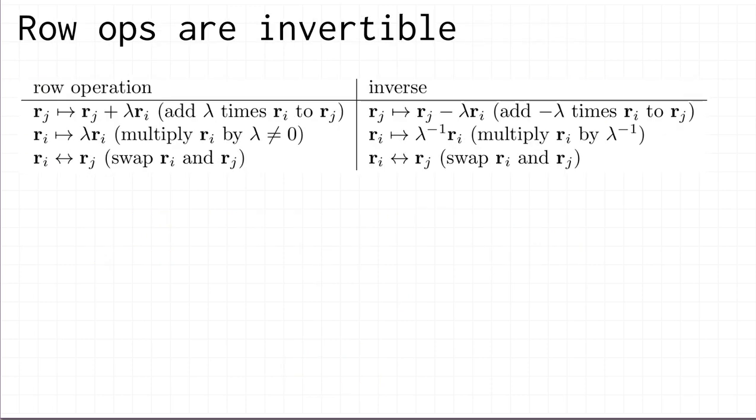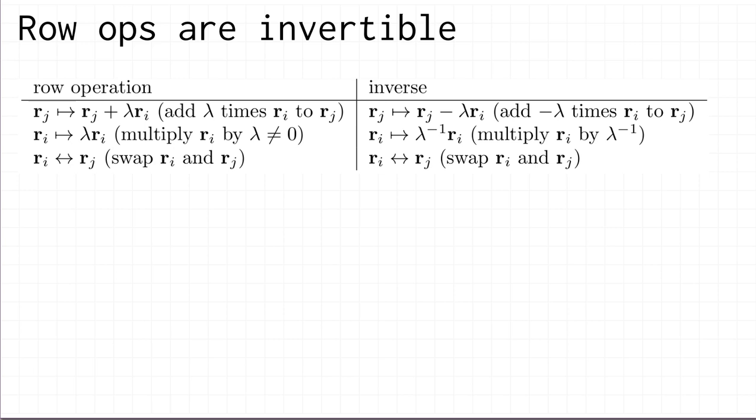There is something interesting to notice about these row operations, and something very important, which is that the row operations are invertible. So if you give me any one of those three row operations, there's another row operation which takes you back to where you started. For example, if we have the row operation which adds lambda times Ri to Rj, then we can get back to where we started by subtracting lambda times Ri from Rj.